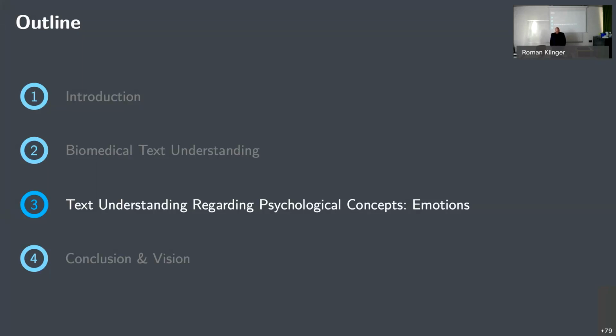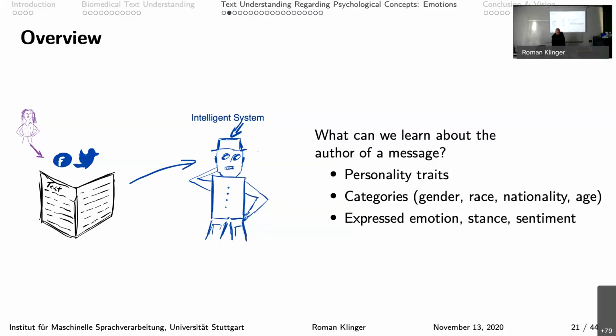All right. So now we return to another concept, away from biomedicine and to emotions. We again have our intelligent system, and this system now should not directly extract facts from the text, but it should infer properties about the person who wrote these texts. These are, for instance, personality traits. Is this person a friendly person, a hostile person, an extrovert? There might be categories like gender, nationality, age groups. And finally, emotions, stance, sentiment. Has the person been angry while writing a text, or perhaps does the person try to express joy?